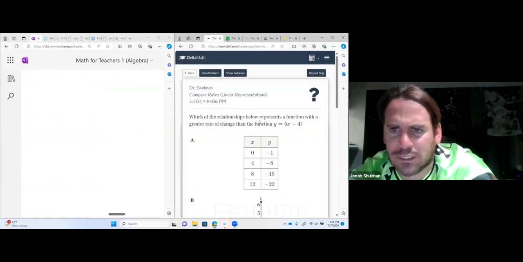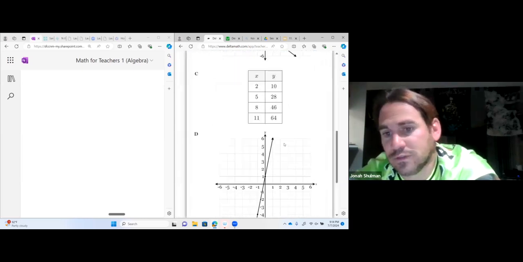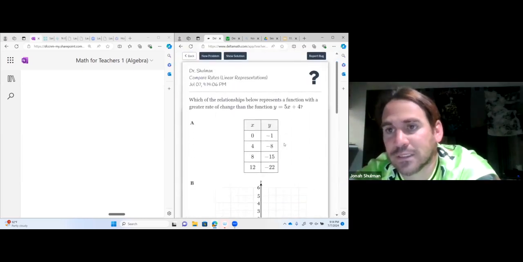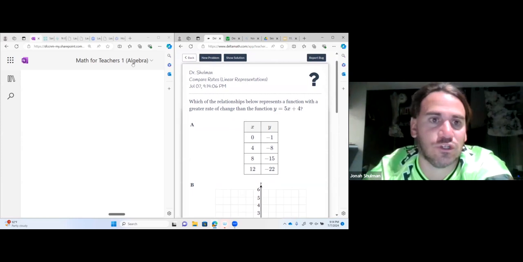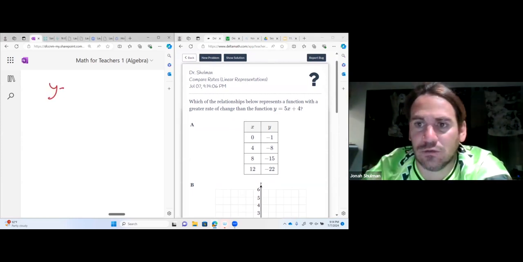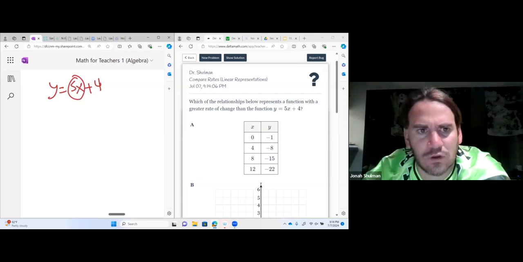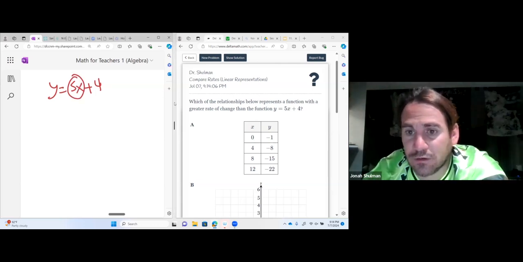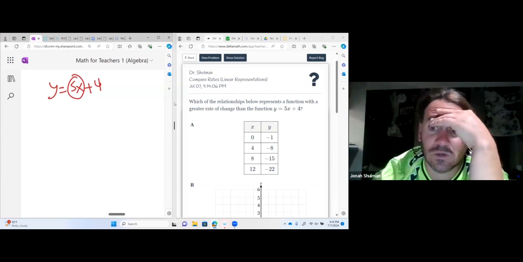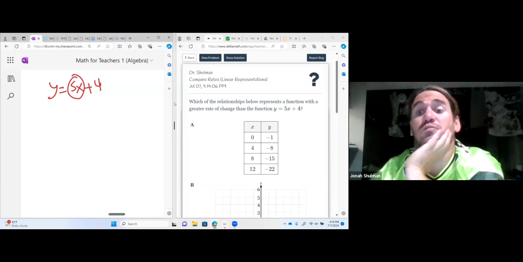All right, which of the relationships represents a function with a greater rate of change? Okay, so this is Algebra 1, right? But I might as well show you what it is. We have y equals 5x plus 4. The rate of change is just this. It's the slope. That's all it means. So we just need one with a slope greater than 5. To get the slope, you just need 2 points. If you take any 2 points, we're fine.